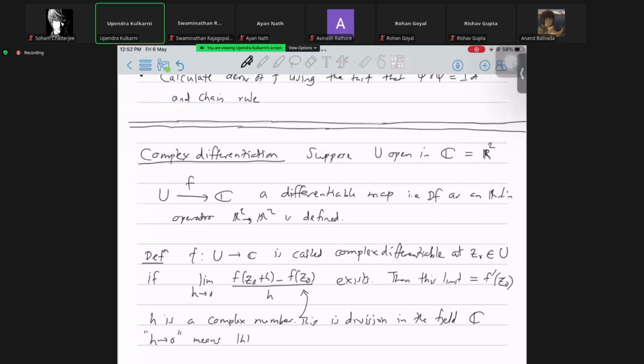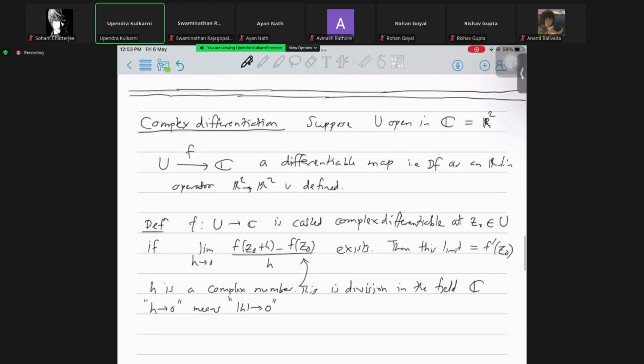Means its magnitude. But again, notice that it can come to 0 in all directions. So now the problem is nicely set up, which is: I have two completely different notions, a priori at least, of differentiability when the function that I have is defined from an open set in complex numbers to complex numbers. How are they related? There is a very nice relationship, which we will see.